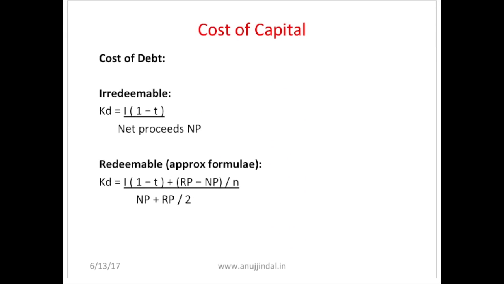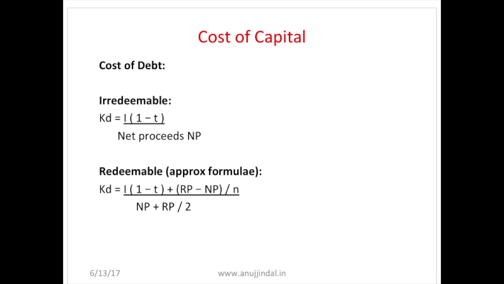I'm not going to explain what cost of capital is, or what the fundamentals are, because I expect you to already know those things. We're going to discuss only the formulas related to cost of capital. First is cost of debt.